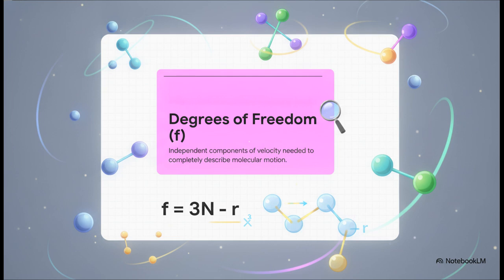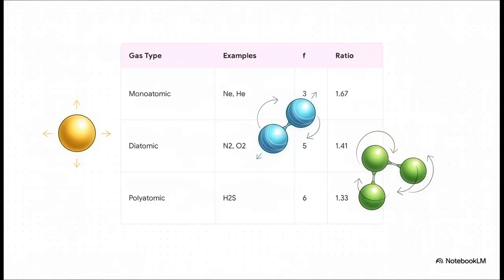Physicists use the formula F equals 3n minus r to calculate this, basically looking at the number of atoms in a molecule, n, and the rigid bonds holding them together, r. You can clearly see how this plays out in the real world. A monoatomic gas, something like helium, is basically just a single dot. It can only move up, down, left, right, forward, and backward. That's 3 degrees of freedom.